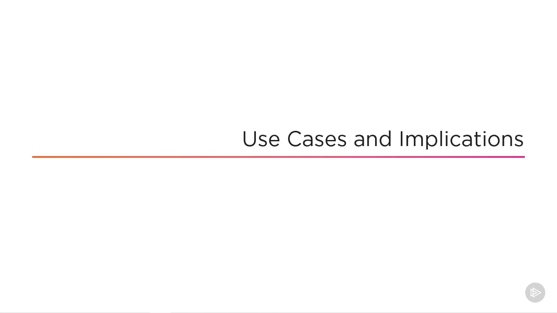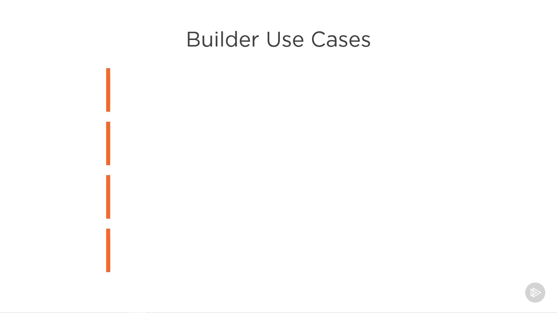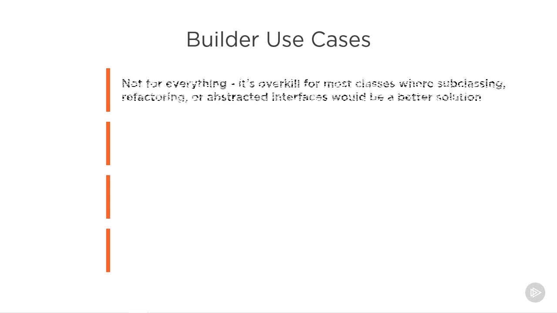With our simple builder pattern example in working order, it's time to take stock of its implications and appearances in the wilds of real-world development. First, as I've said before, this pattern isn't for everything. It's overkill for most classes where subclassing, refactoring, or abstracted interfaces or classes would be a better solution.